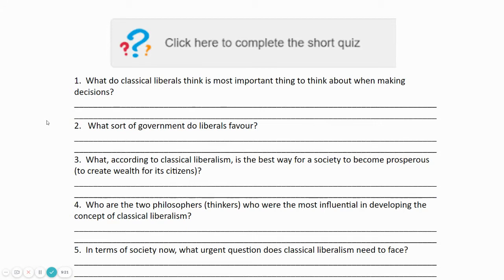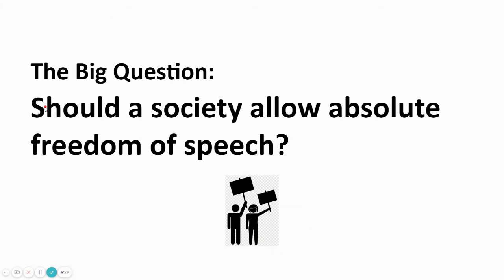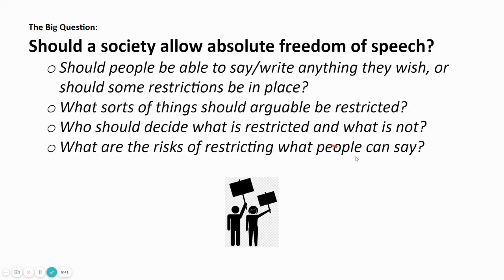Make sure you complete the frog quiz and the comprehension questions in your booklet. Our big question is about free speech. Should a society allow absolute freedom of speech? Is there anything you should not be allowed to say? Use the hints in your booklet to help you write your essay. Think about what should be restricted and why restricting things can be good and why it can be bad.